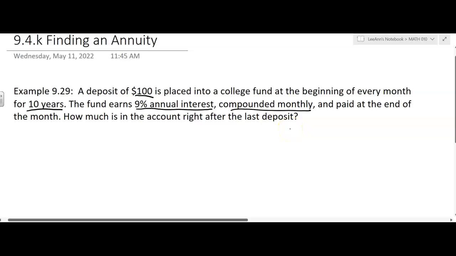Okay, so we're going to start out with $100, right? That's going to be our A sub 1. Now, we're going to have the ratio. So it's 9%, but it's compounded over 12 periods. So what's 9 divided by 12? 9 divided by 12, which is 0.75%.